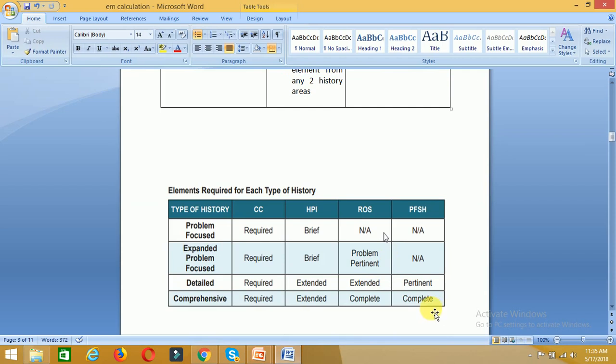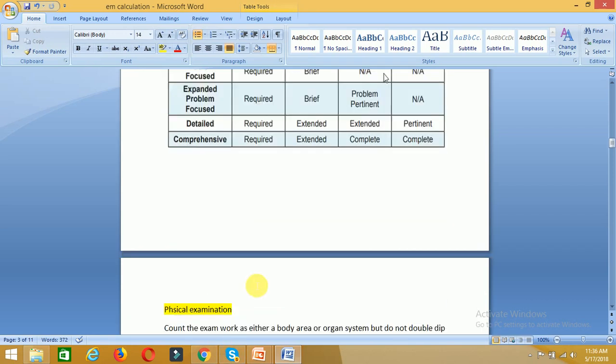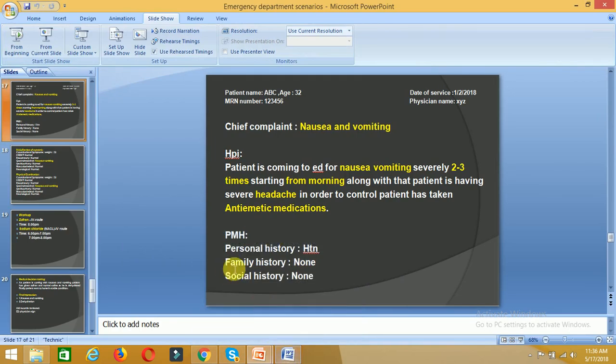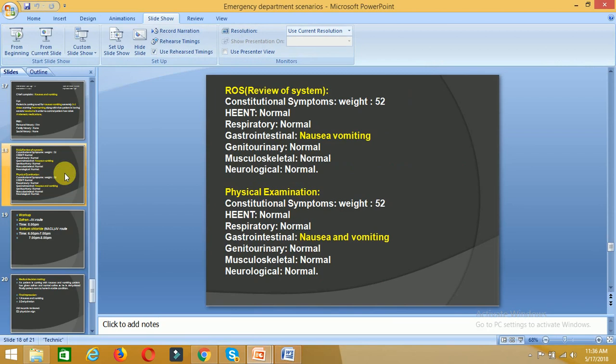So pertinent PFSH. All these 4 things are met under what type of history? Detailed. I have the CC, I have extended HPI, we got 4 elements, I have 7 systems in the ROS, and I have 1 element in PFSH, so that will be pertinent. So according to this, my type of history will be detailed. Okay, we'll keep this aside. Detailed history I got. Now we will see the physical examination.